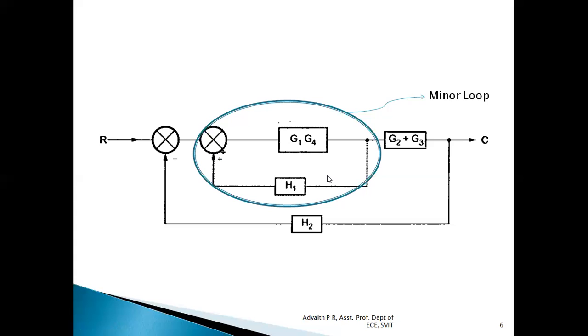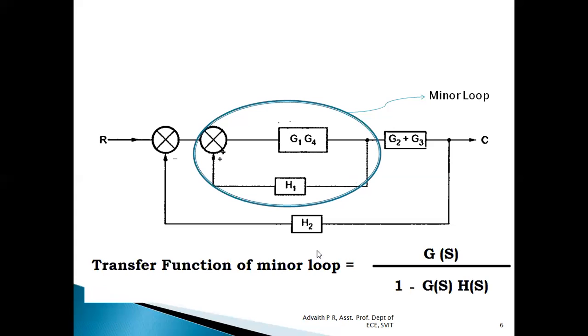The transfer function for this minor loop will be equal to g of s divided by 1 minus g of s into h of s. Because we have a positive sign in the feedback signal over here, in the formula we get a negative sign. If we had a negative sign in our feedback signal, in the formula we would have got a positive sign. This is the formula we will use to get the equivalent transfer function for this minor loop.